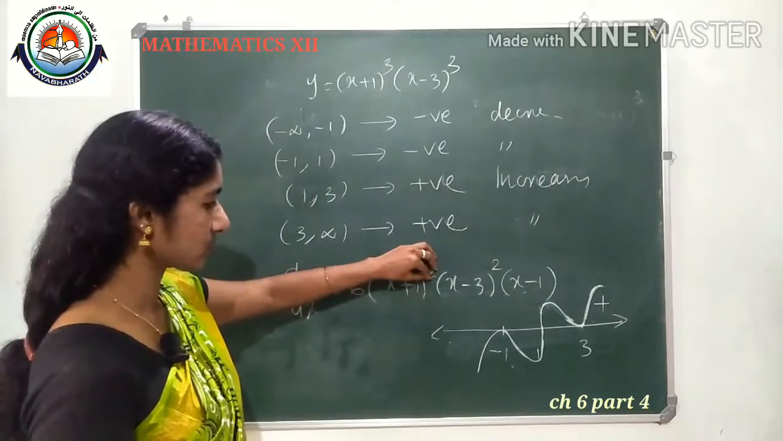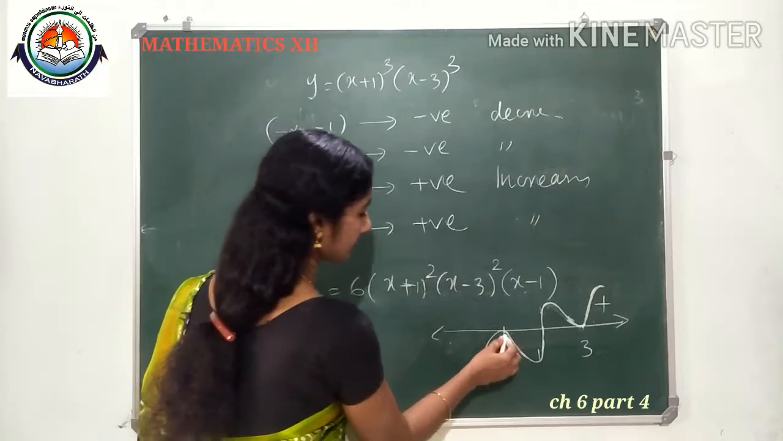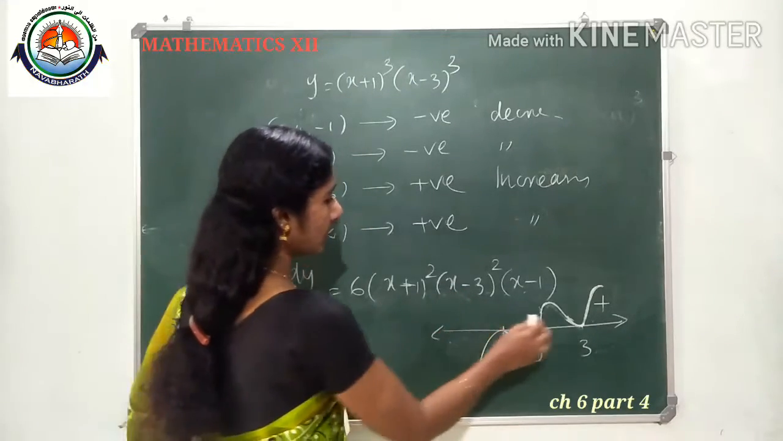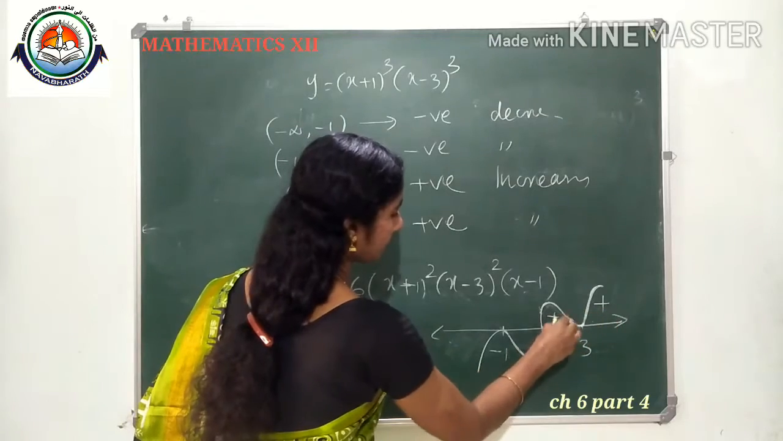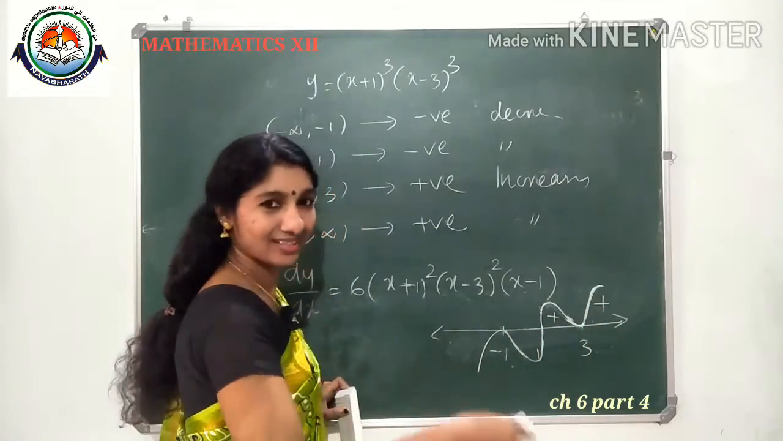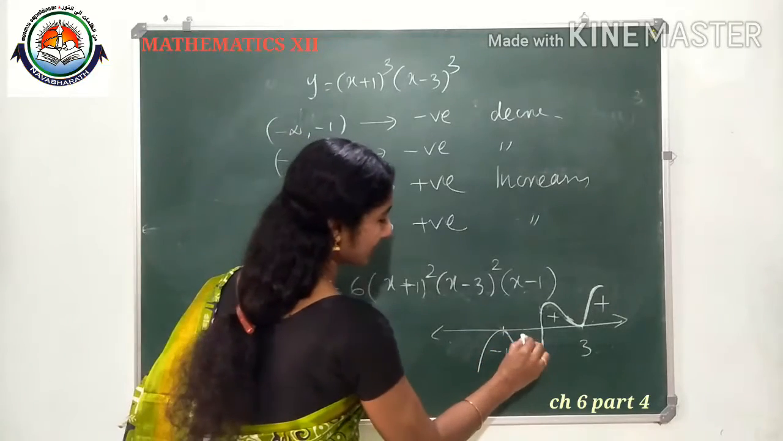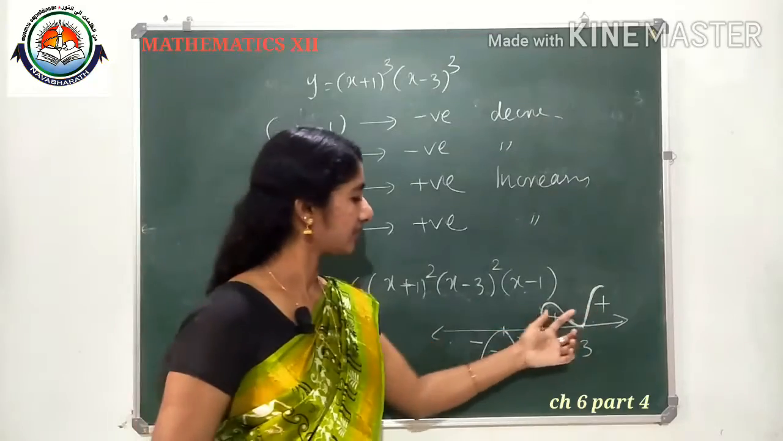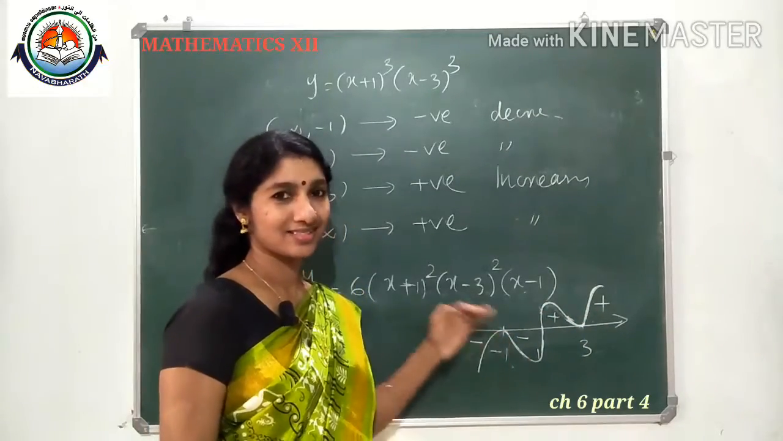If only x plus 1, what will come? It will cross like this, it will go. Okay, so see the sign, here positive, here means down of the x axis, so it is negative, here also negative. So we are getting these intervals like this. This is the shortest way actually.